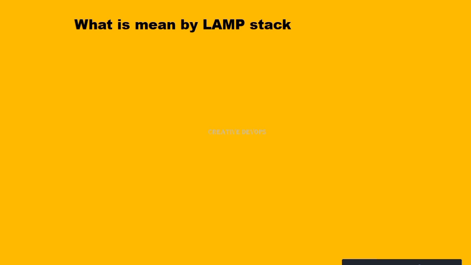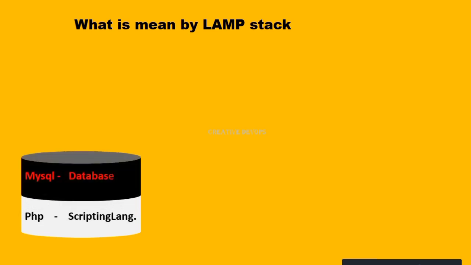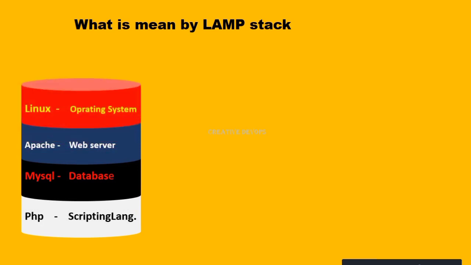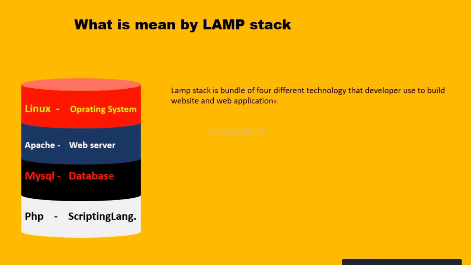Let's start with what is meant by the LAMP stack. LAMP stack is the combination of 4 different technologies: PHP scripting language, MySQL database, Apache web server, and Linux operating system. LAMP stack is the bundle of 4 different technologies that developers use to build websites and web applications.